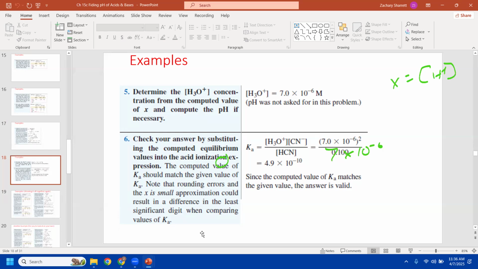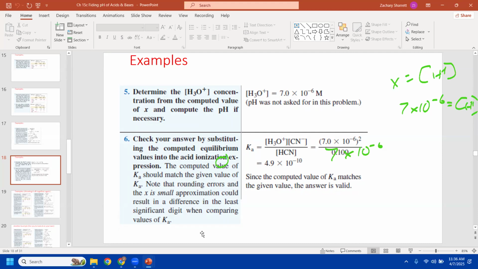So what this tells us is that X value, the 7 times 10 to the negative 6, equals the H plus concentration. If we wanted to find the pH of this, we just take the negative log of this value and we find the H plus concentration. Everybody see how that works?